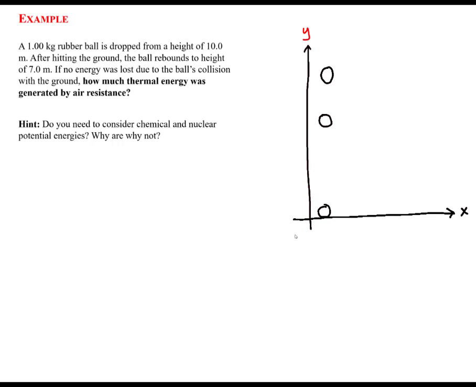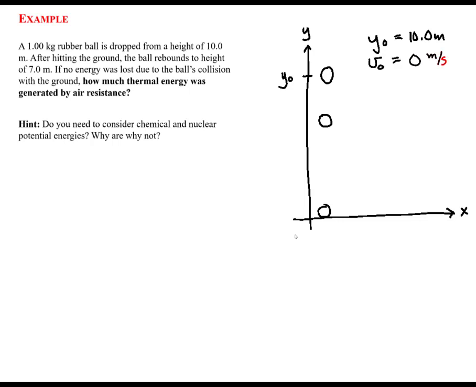So we are given the initial height of the ball, which I will define to be 10.0 meters. At that initial height, the ball starts off at rest, so I'll indicate that as v naught equal to 0 meters per second.